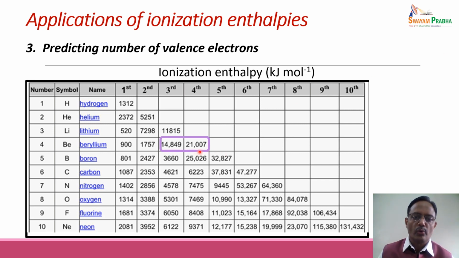Similarly, we have a few more examples, like boron having a third ionization enthalpy of some 3600, whereas the fourth ionization enthalpy is more than 25,000 kilojoule per mole, indicating that there are only 3 electrons in the valence shell. So in this manner, we can predict the number of valence electrons on the basis of the values of ionization enthalpies.